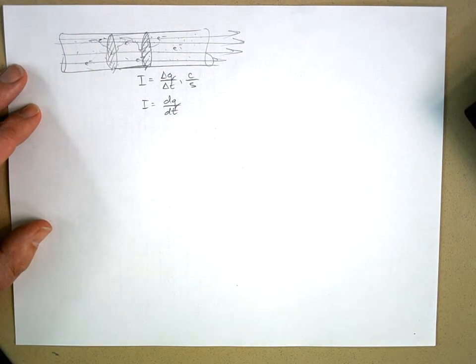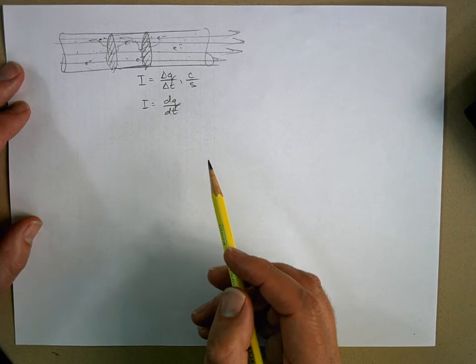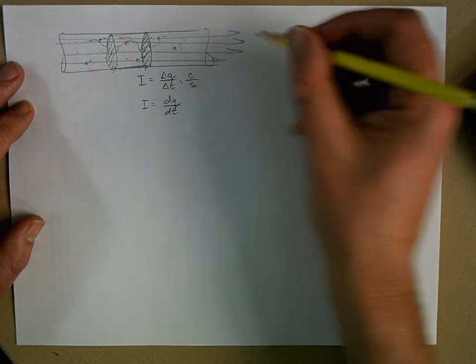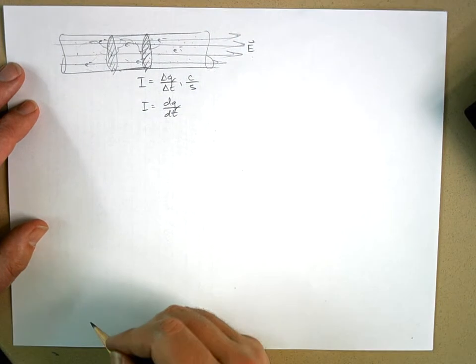Now, a lot of people think electrons move at the speed of light in a wire, but they don't. They actually move quite slowly. What moves at close to the speed of light is the propagation of the electric field in the conductor.